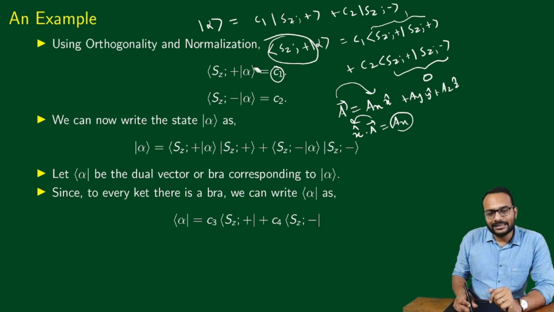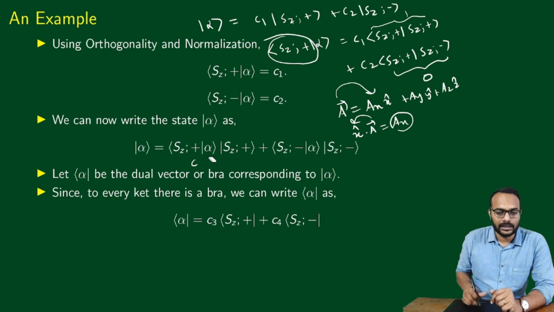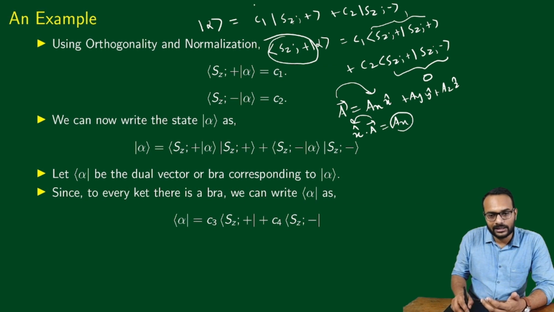Now, writing C1 as bracket ⟨Sz+|α⟩ and C2 as bracket ⟨Sz−|α⟩, we can write ket alpha as simply C1 |Sz+⟩ plus C2 |Sz−⟩. So we have ket alpha equal to ⟨Sz+|α⟩ |Sz+⟩ plus ⟨Sz−|α⟩ |Sz−⟩. We have rewritten the same expression that appeared here in this form.